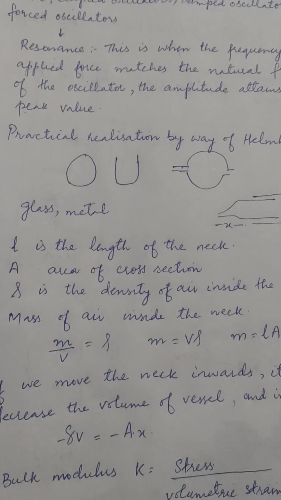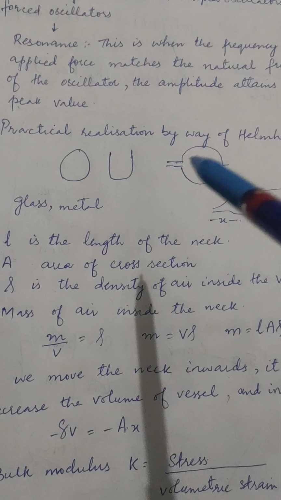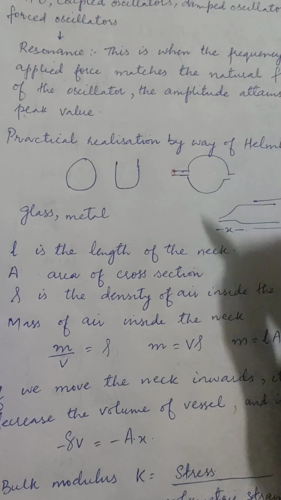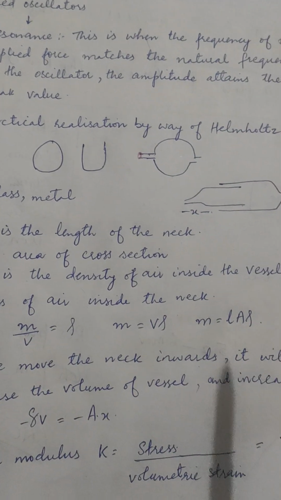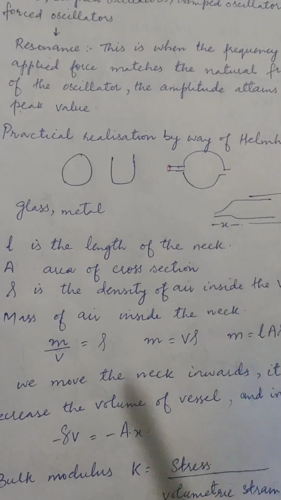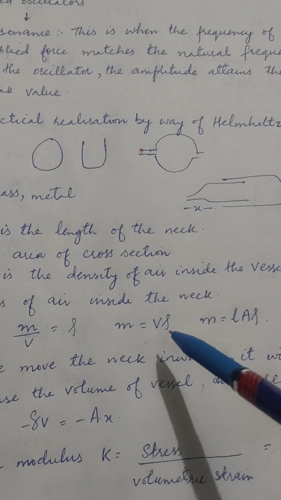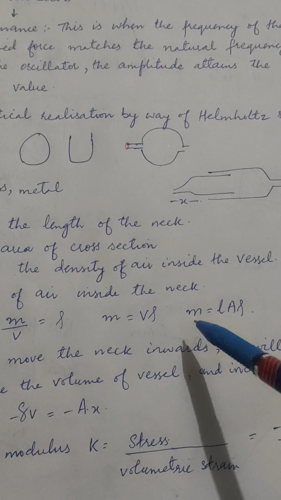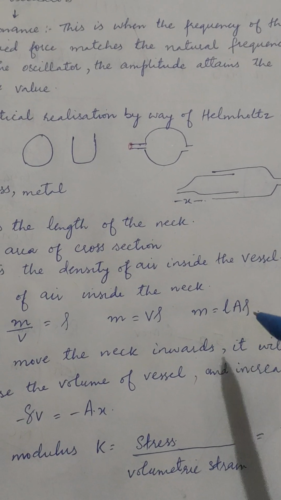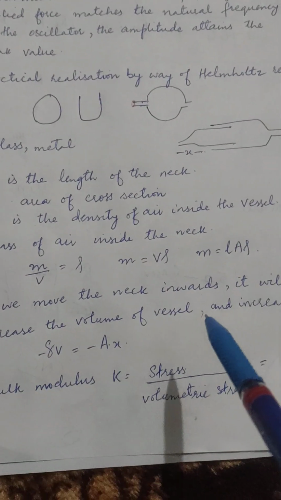Now, what we do is that we assume that the length of the neck is L, A is the area of cross section this way, right? And rho is the density of air inside the vessel. Now, what is the mass of air inside the neck only? We know that mass per unit volume is density. So mass is volume into density and volume is area into length. So for mass, we obtain a simple expression, length into area into density of air inside the vessel or the neck.